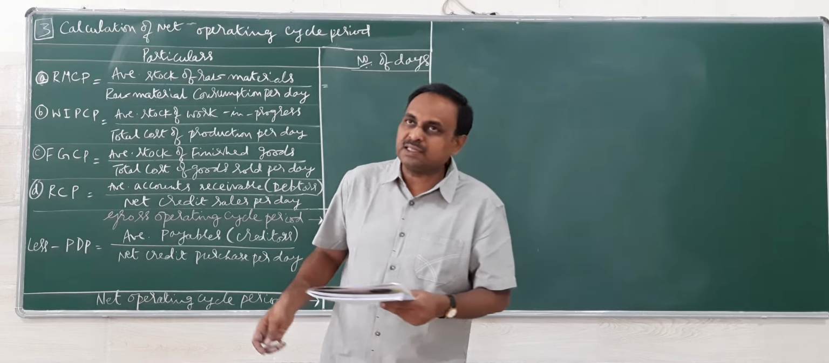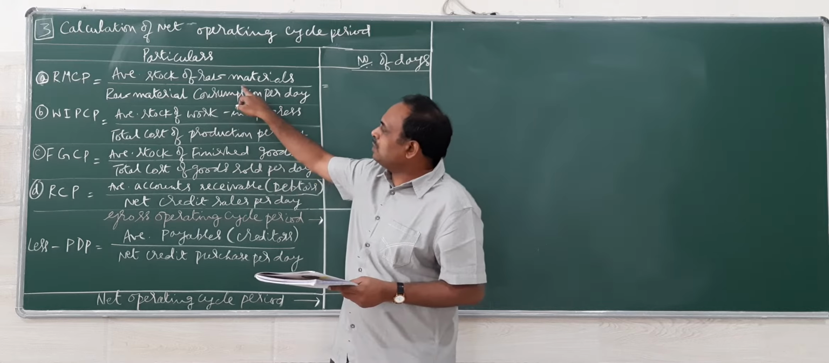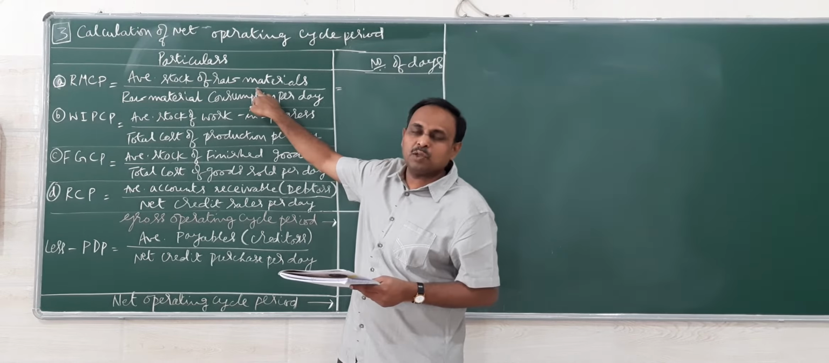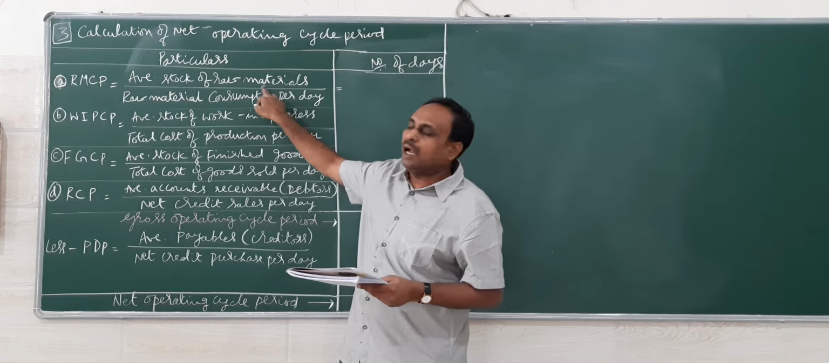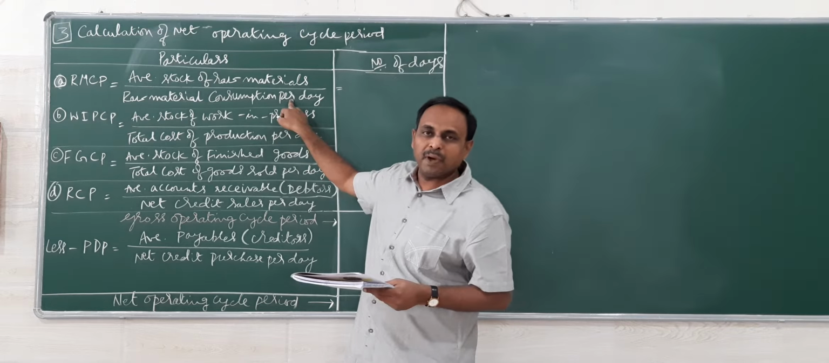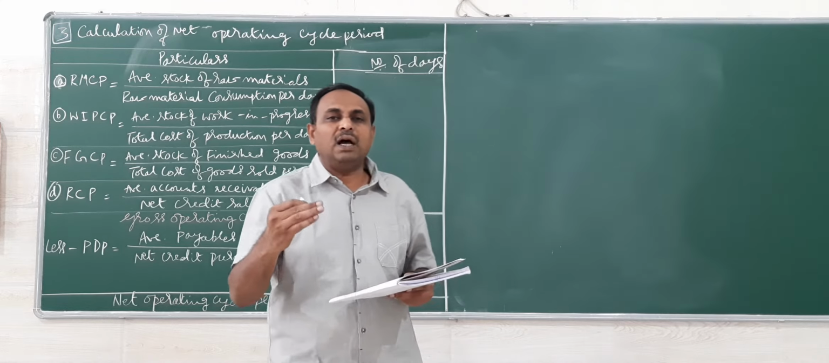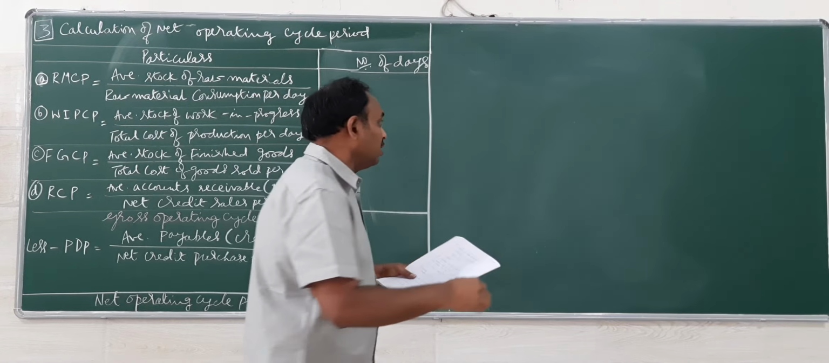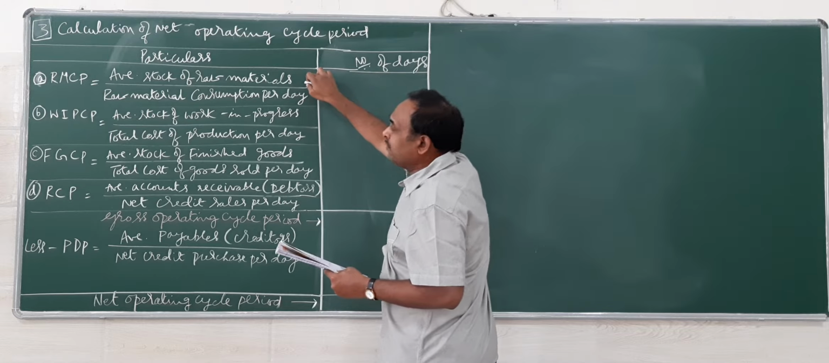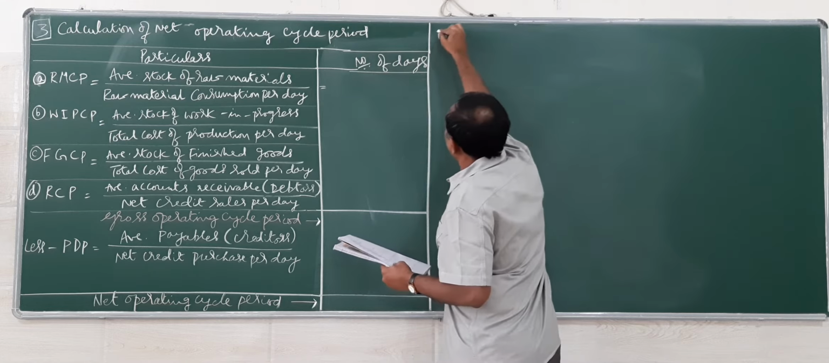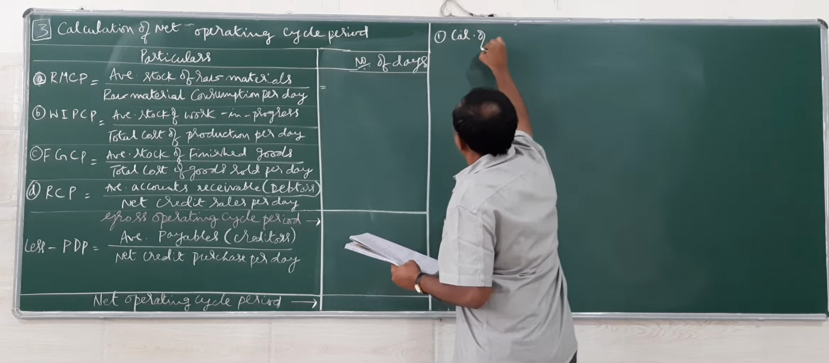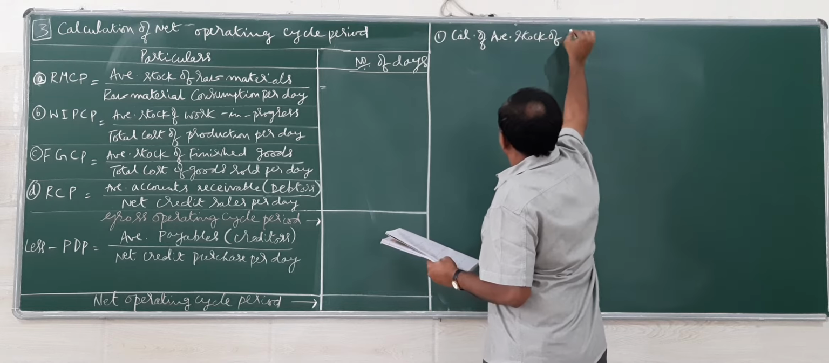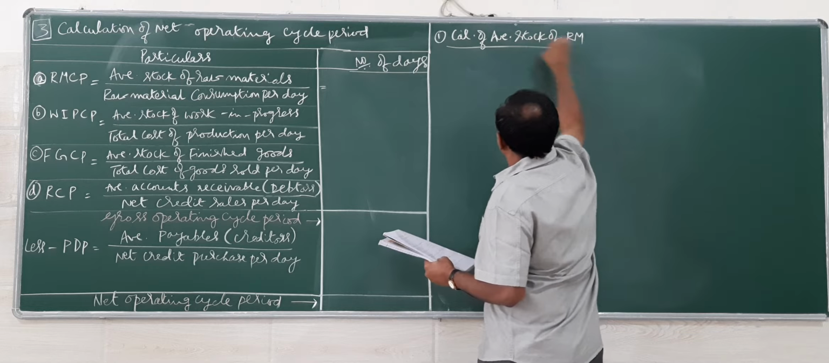So here, for example, let us take the first one, raw material conversion period, wherein we have average stock of raw materials and raw material consumption per day. In this problem we don't have the information about both of these, so we have to calculate them. For example, we will go for average stock of raw material. So, calculation of average stock of raw material.